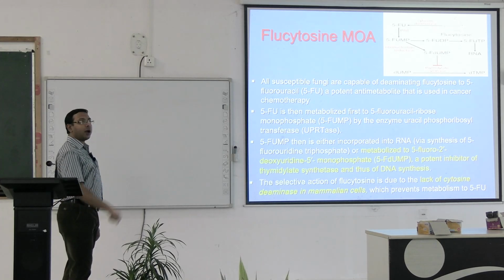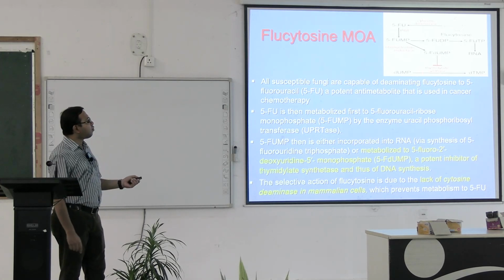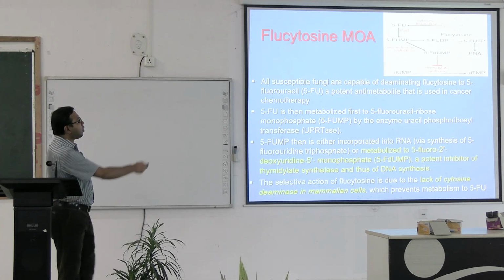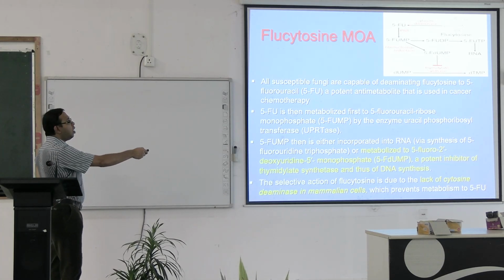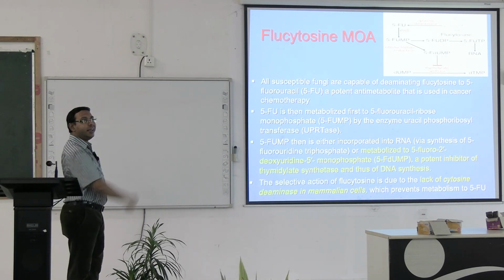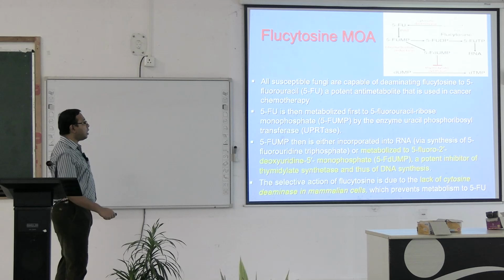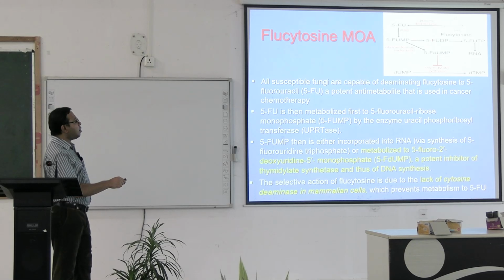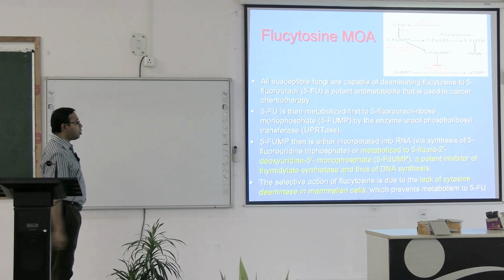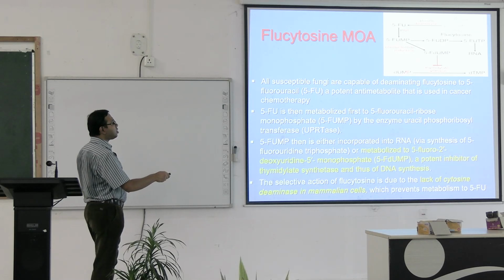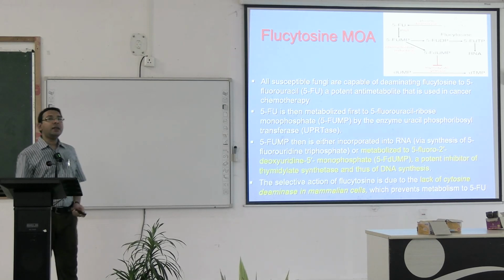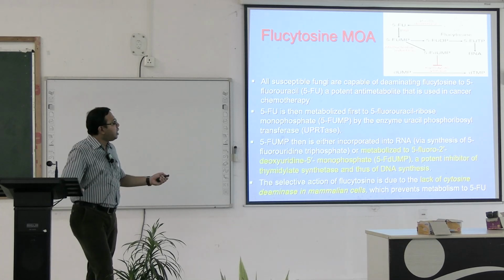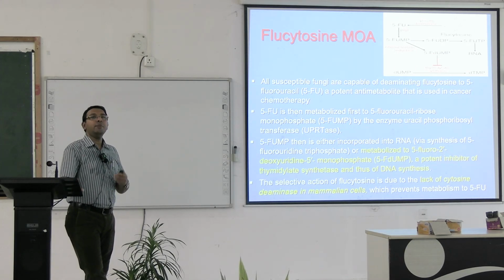So all susceptible fungi are basically capable of deaminating flucytosine to 5-fluorouracil. You can see this is the 5-FU, 5-fluorouracil. So flucytosine, by means of cytosine deaminase, is converted to 5-fluorouracil. This 5-fluorouracil is then converted to 5-FdUMP, and then by means of UPRTase it is converted to different other intermediaries, and ultimately dUMP and dTMP are formed. These are potent inhibitors of thymidylate synthetase. So these are the intermediary agents which inhibit thymidine.